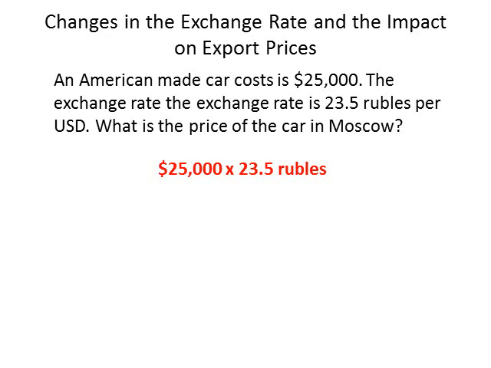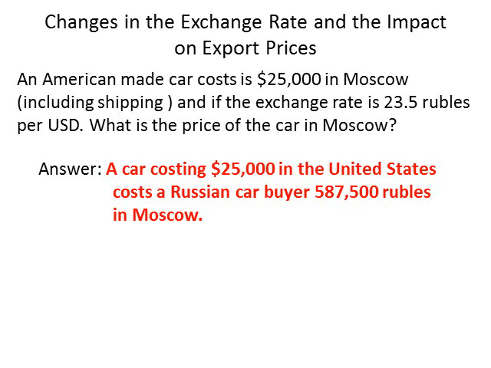Next, we'd multiply $25,000 times 23.5 rubles per dollar, and this gives us 587,500 rubles. So our $25,000 car in the United States costs a Russian car buyer 587,500 rubles in Moscow. Now let's see what happens when the US dollar appreciates.